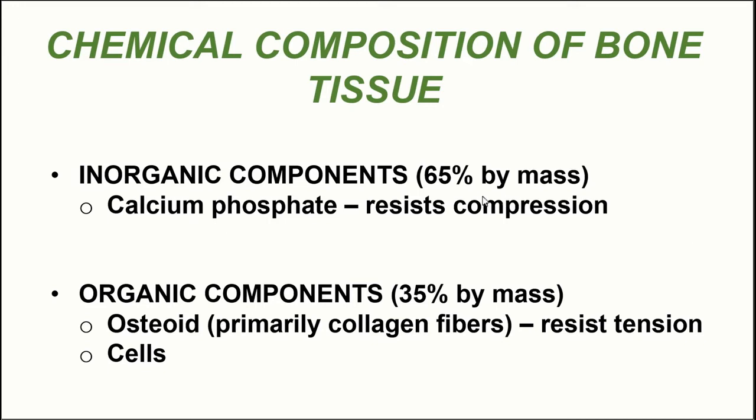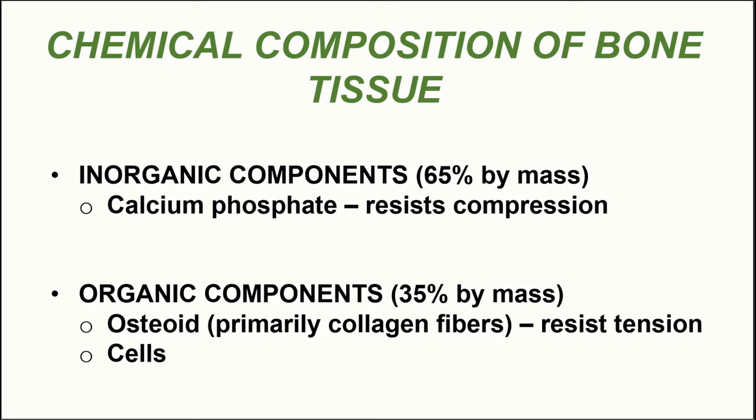These calcium phosphate minerals are beneficial to bone tissue because they help bone tissue resist compression. This is a really good material for resisting those weight-bearing compressive forces that are trying to crush bones. But notice that calcium phosphate minerals don't make up all of the bony tissue. The remaining roughly one-third, or about 35% of the mass of bone tissue, is the organic components. These are the cells and the protein fibers.